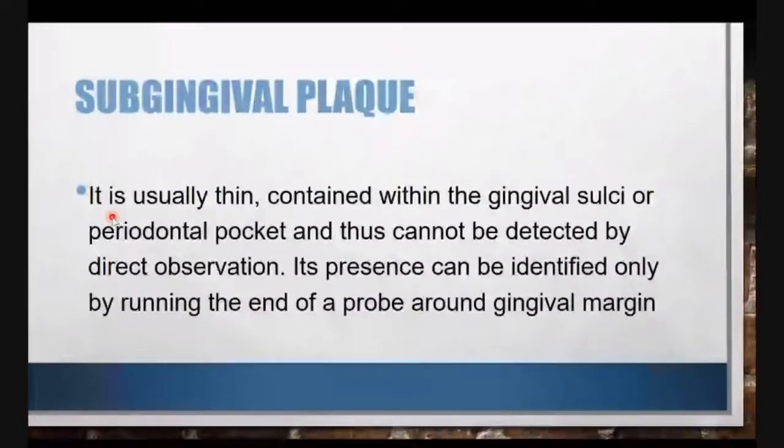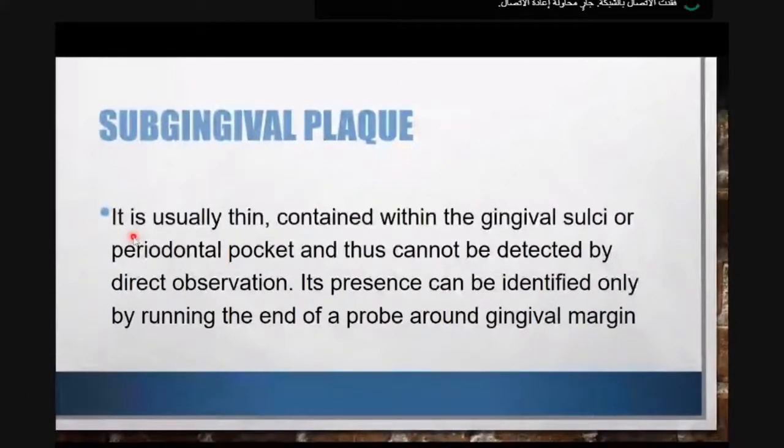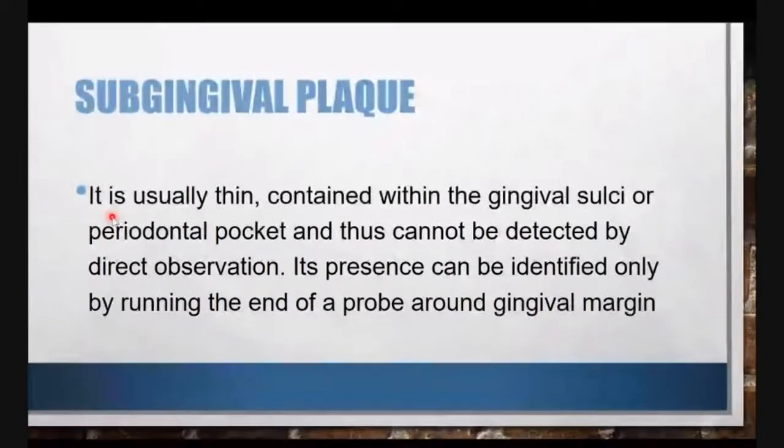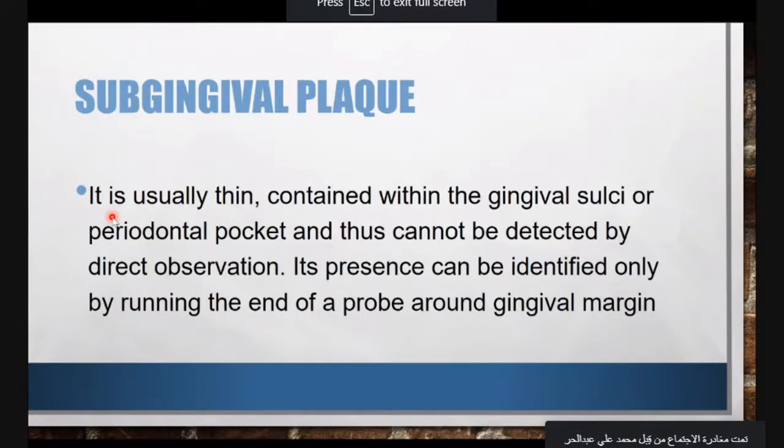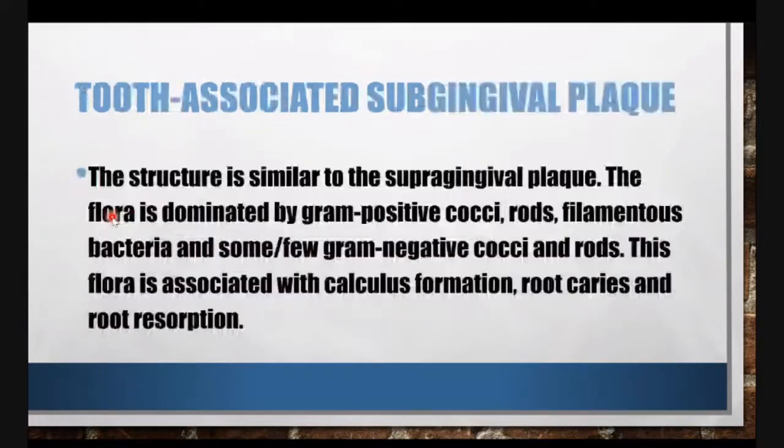Subgingival plaque, what will this be? It is the thin layer within the gingival sulcus. If there is periodontitis, we say it is within the periodontal pocket and thus cannot be detected by direct observation. We may find it by running the end of a probe around the gingival margin.